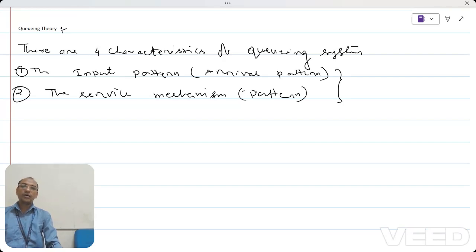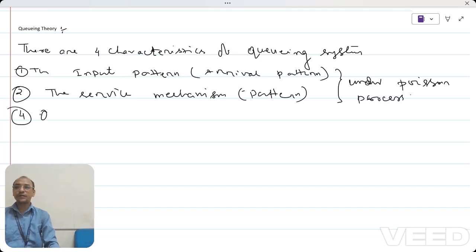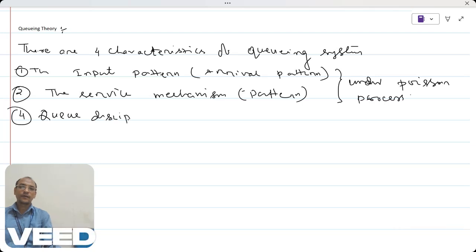Here I want to say that these two things we will consider under the Poisson process: the arrival pattern and the service pattern are considered under the Poisson process. And the fourth one is queue discipline. That means how the queue is forming and how the service is going to be delivered.